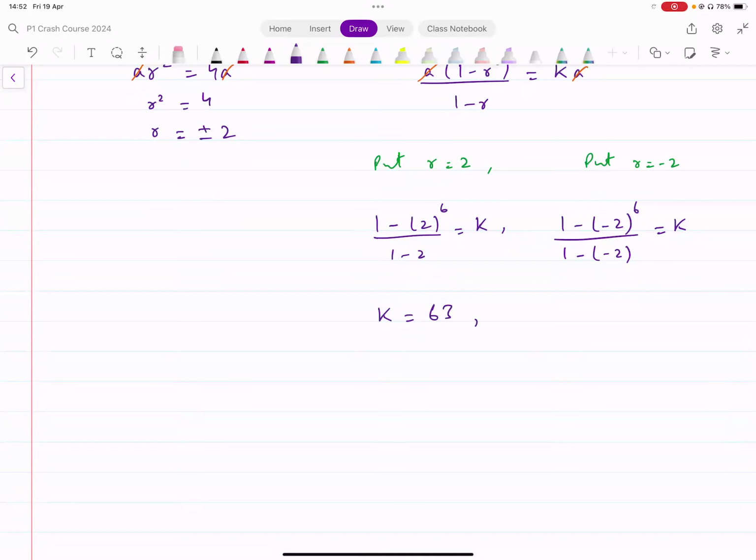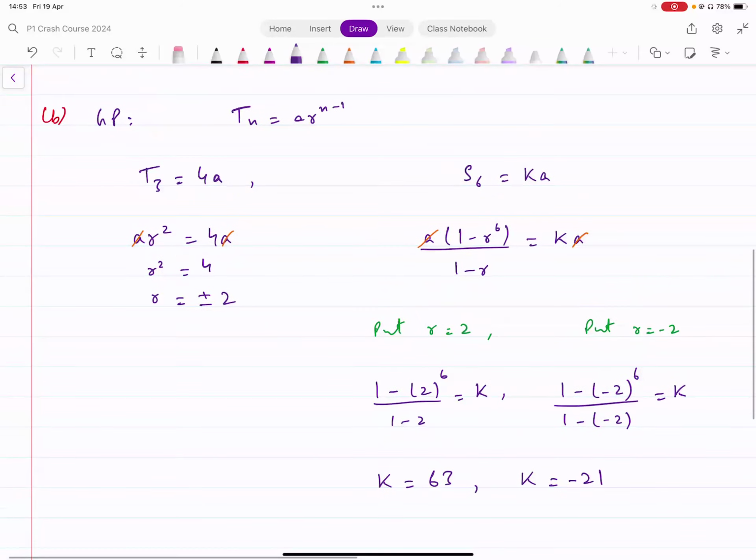And then we've got the same thing in the numerator there, minus 63 divided by 3, and that's going to be minus 21. So k equals plus 63 or minus 21. These are the 2 possible values of k that we get from this. Make sense? Any problem with this?